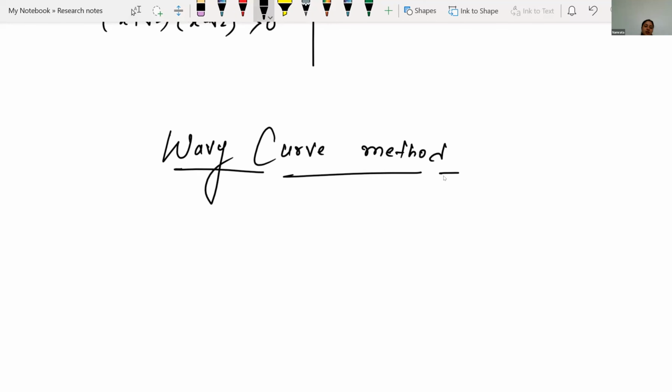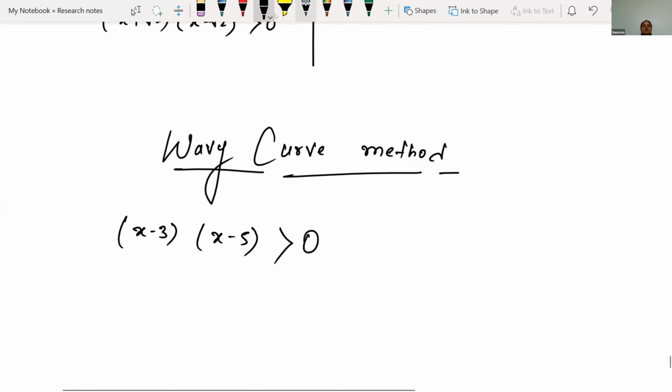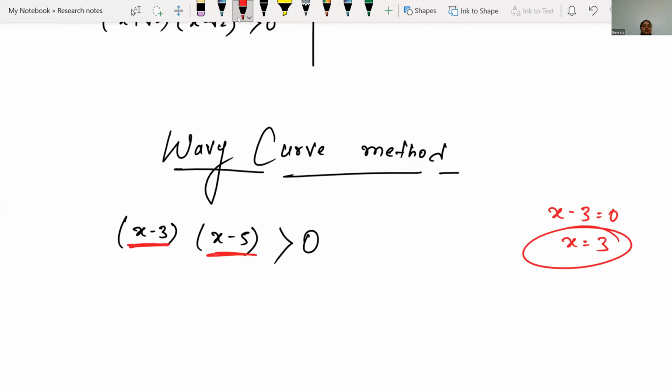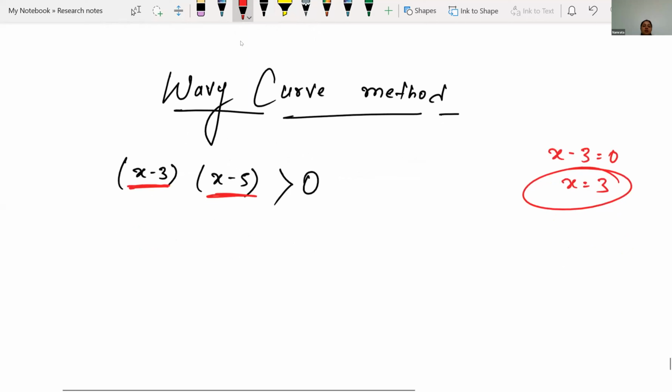Let's say we have the inequality x minus 3 times x minus 5 greater than 0, and we have to find the range of x, like in which interval x is lying. First thing, we find the zero of each bracket. x minus 3 equals 0 gives x equals 3, and x equals 5. Without even solving, we can see x is 3 and x is 5, right?